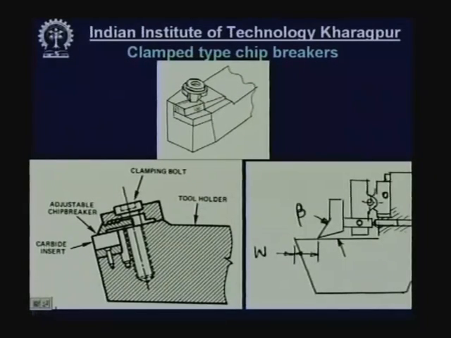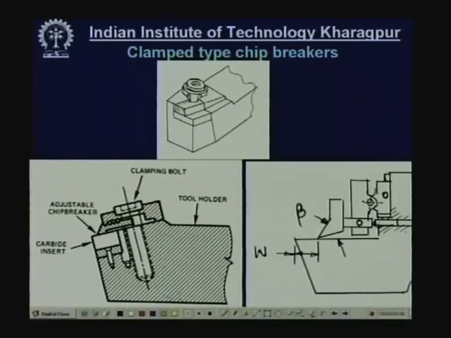Now, let us come to the forced chip breaking by clamp type chip breakers. Here, this is a clamp. There are three types of clamp type chip breakers. As I told you, in clamp type chip breakers, this is the cutting tool, flat like, maybe a carbide tip, and then a separate piece is fixed here and clamped here. So, when the chip will flow, the flow of chip will be obstructed by the heel of the clamped chip breaker.